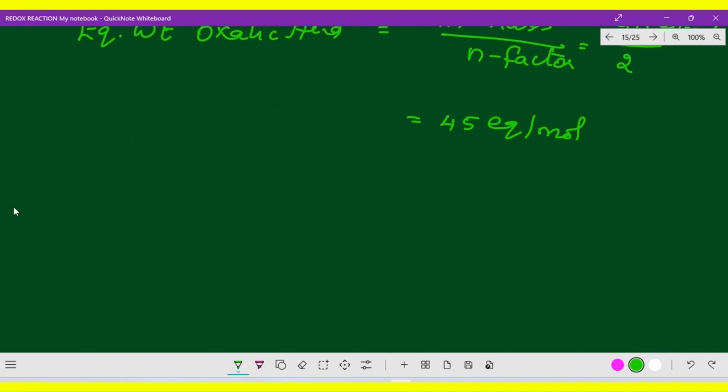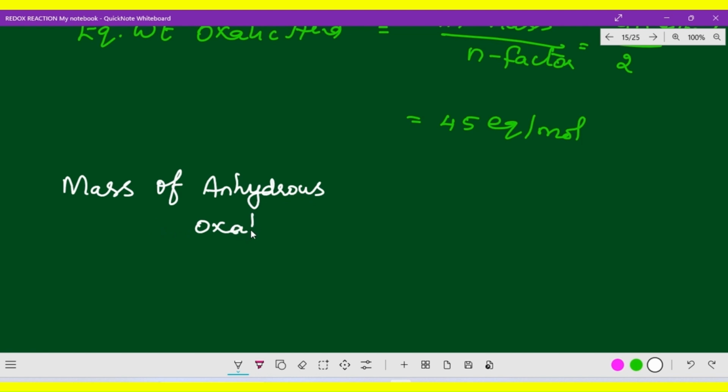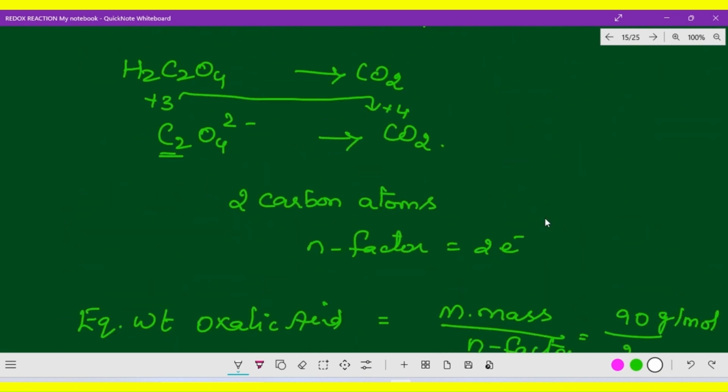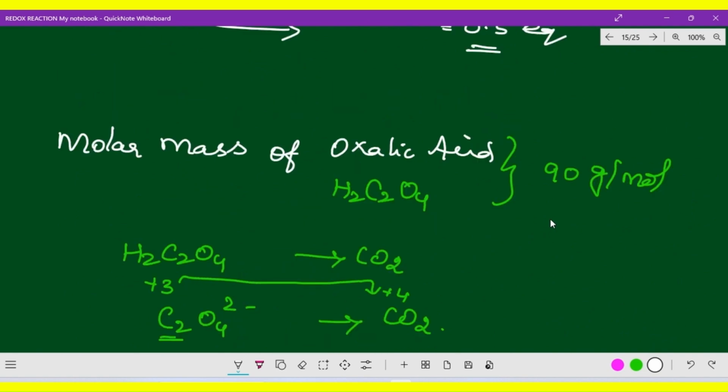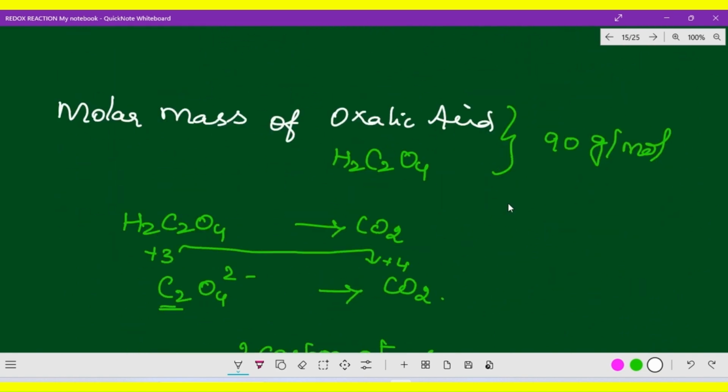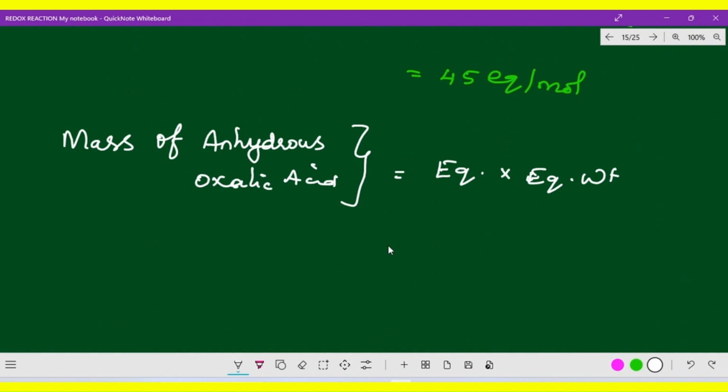mass of anhydrous. Now the main point we are going to check is the equivalent mass of anhydrous oxalic acid. So mass of anhydrous oxalic acid is equivalent into equivalent weight. So the equivalent we have identified here, KMnO4, we have to combine, merge both the things, right? So here equivalent of KMnO4 is 0.5. Okay, now I can apply the value here. So here 0.5 into equivalent, here 45 now.